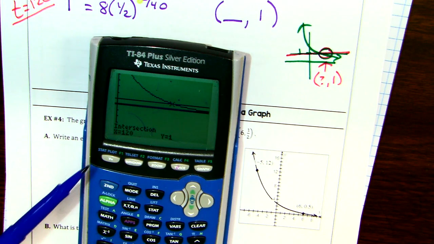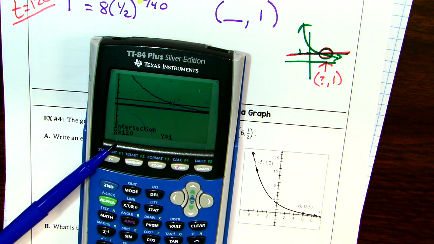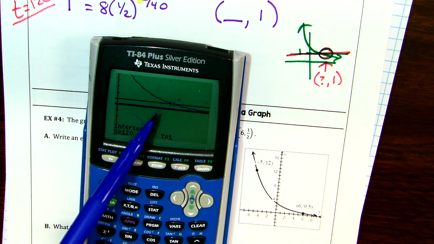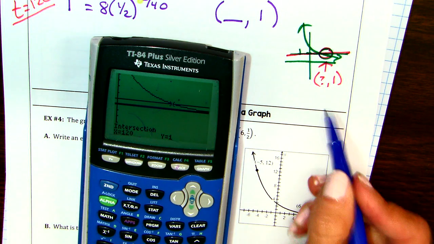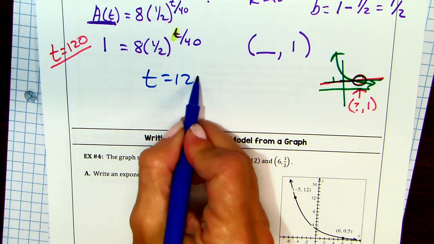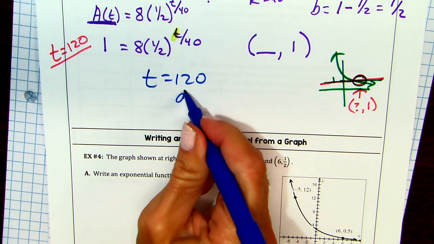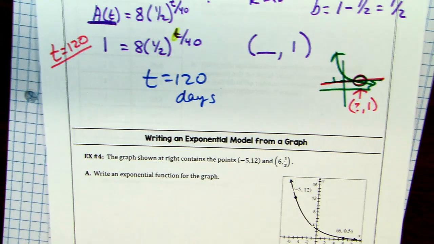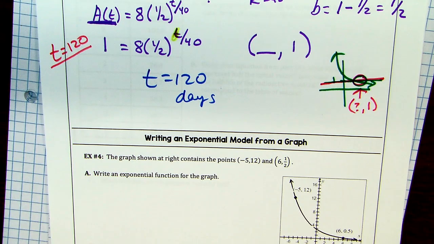Enter, and you can see I get x is 120 when y is 1. That's the ordered pair that my cursor is on. And that's why our answer, I told you, was 120 days. It would take 120 days for us to get down to 1 gram.